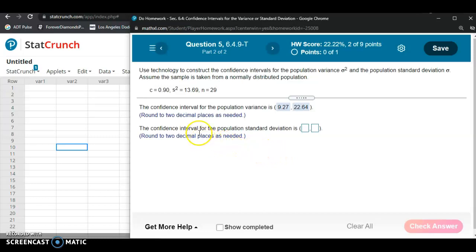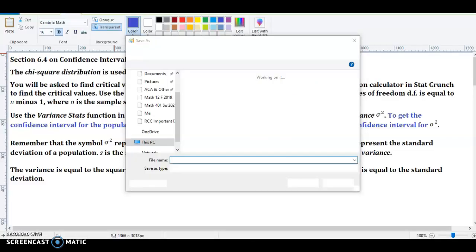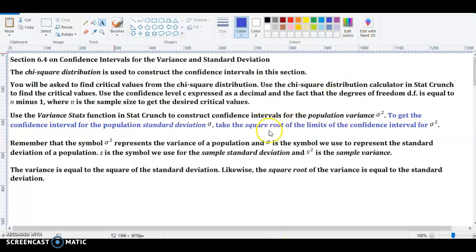Okay, so now we want the confidence interval for the population standard deviation. We have our confidence interval for the population variance, so how do we get the confidence interval for the population standard deviation? This goes back to what I said earlier: the square root of the variance is equal to the standard deviation. So to get the confidence interval for the population standard deviation, take the square root of the limits of the confidence interval for sigma squared, the population variance.